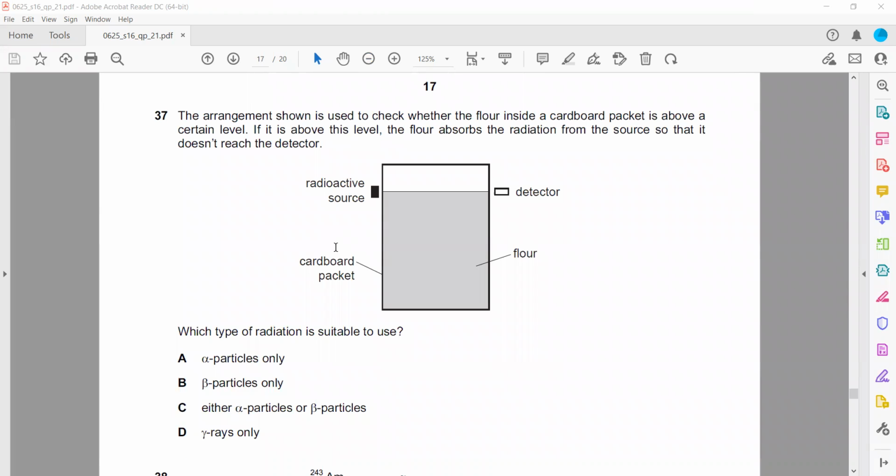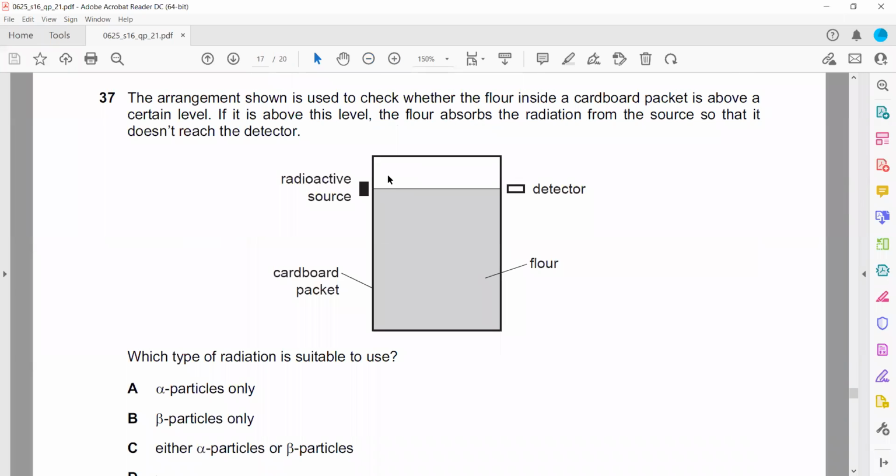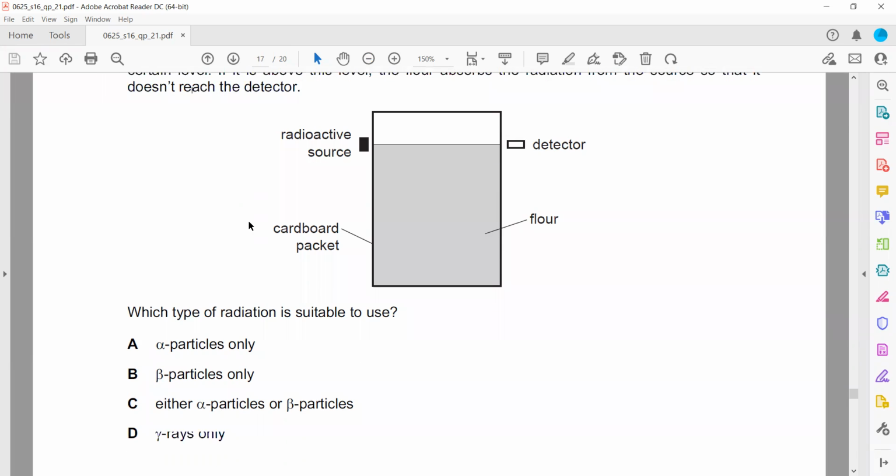Then in question 37, the arrangement shown is used to check whether the floor inside a cardboard packet is above a certain level. If it is above the level, the floor absorbs the radiation from a source, so that it does not reach the detector. Which type of radiation is suitable here?